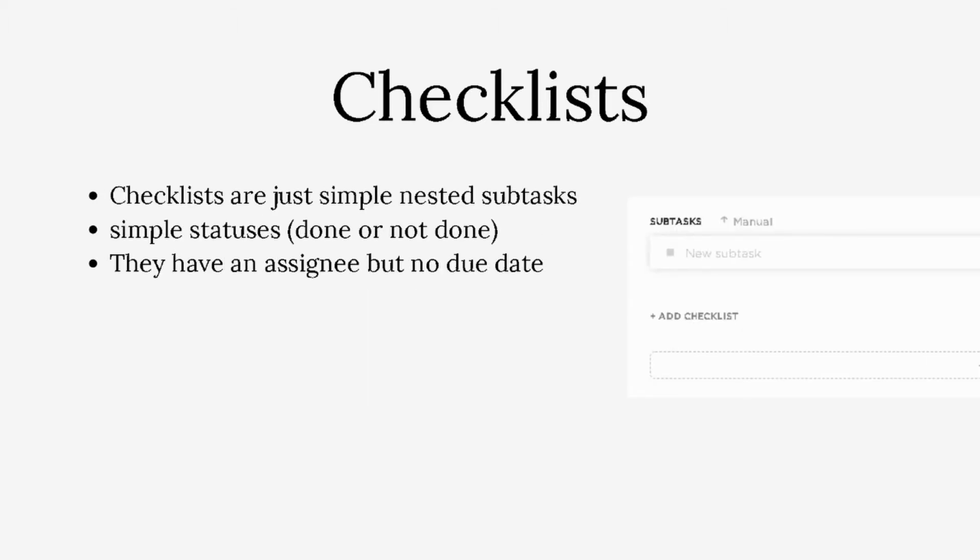Now let's talk about checklists, which are underneath subtasks. Within a task, you have subtasks, and then you have your checklists as well. Checklists are just simple nested subtasks with simple statuses, done or not done, and they have an assignee but no due date. You can't put it on the calendar as a due date.